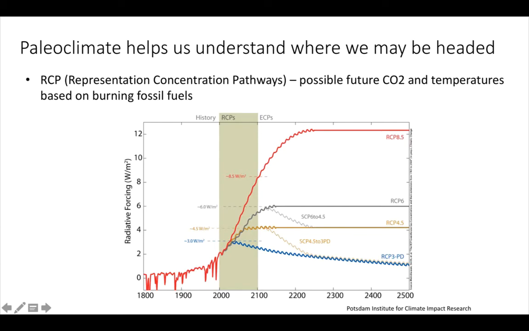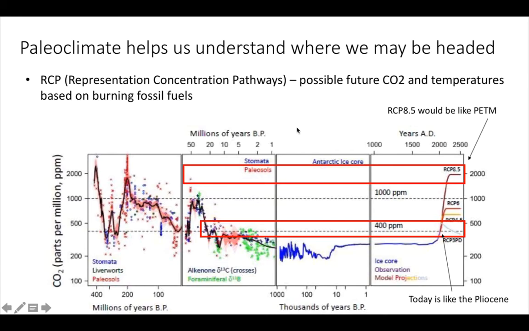So I just want to point out that with these RCPs, we can look back to paleoclimate to understand where we could be heading if we go down one of them. So RCP 8.5 would be like the PETM. RCP 8.5 comes all the way up here between 1,000 and 2,000 parts per million of CO2, which projects back to the upper estimates of CO2 during the PETM. Today we're at about 400 parts per million. That's more like a Pliocene climate.